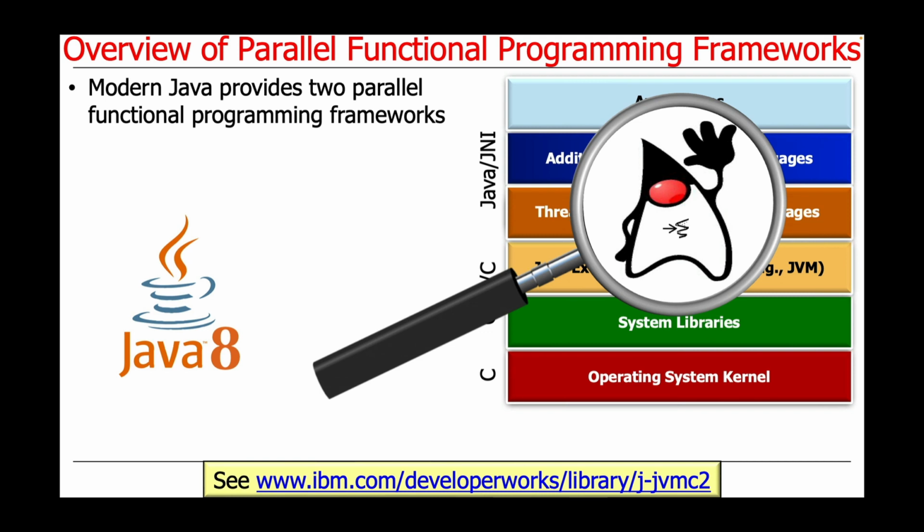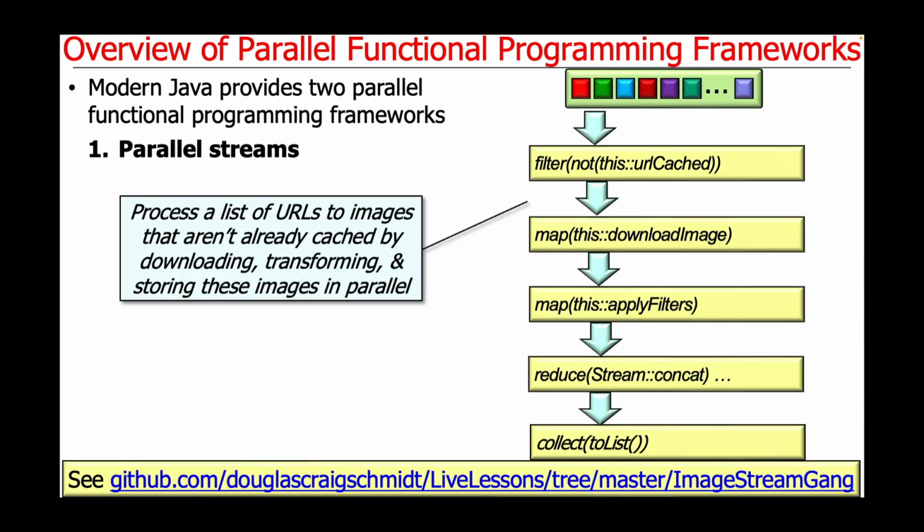Modern Java, and by that I mean Java 8 and beyond, and we're now at Java 20 or something like that, so there's been a lot of evolution over the past decade, provides two primary functional programming frameworks. The first is parallel streams. Parallel streams allows us to take some data set, like an array or a list or a map or whatnot, and do some processing on the elements of that collection in parallel.